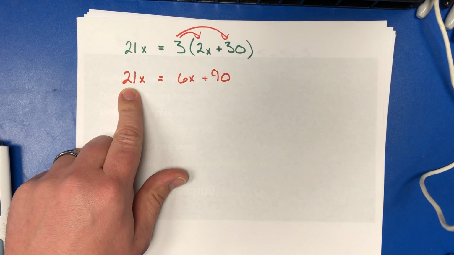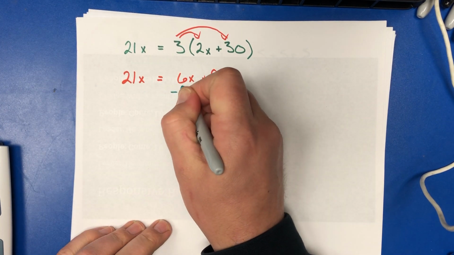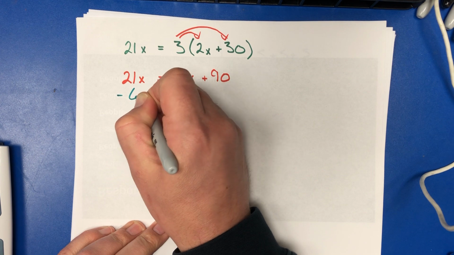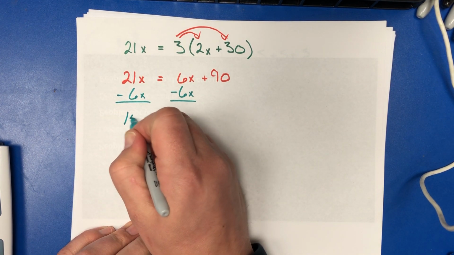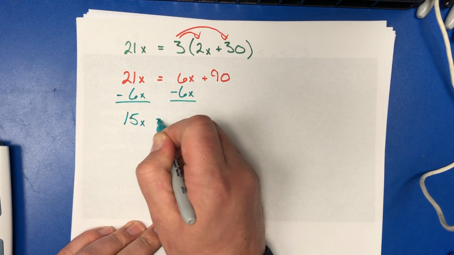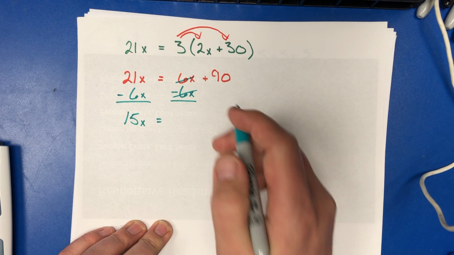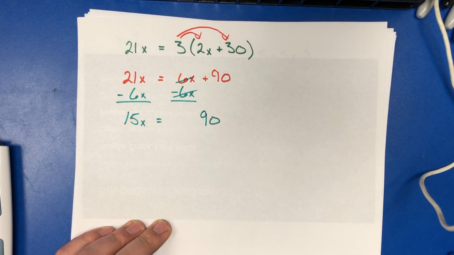In this case, 21x is my larger coefficient. So I'm going to subtract the 6 x's from both sides. 21 minus 6, that's 15x. These guys cancel each other out. There's no more x's on the right. All I have is a positive 90 on the right.